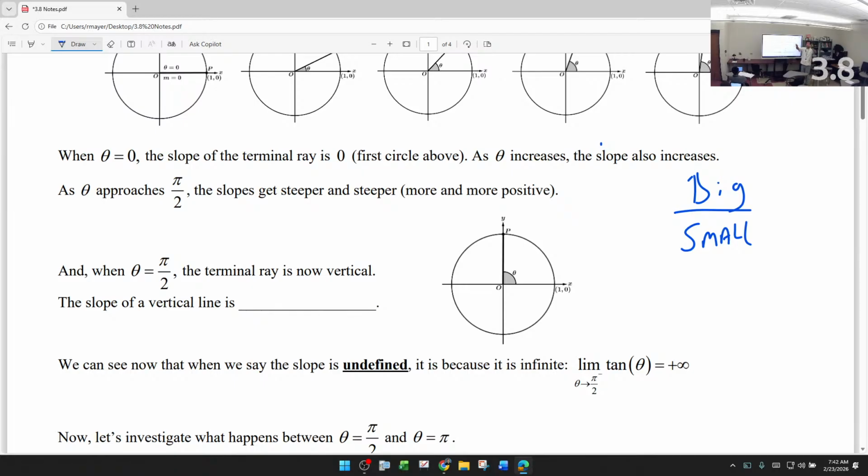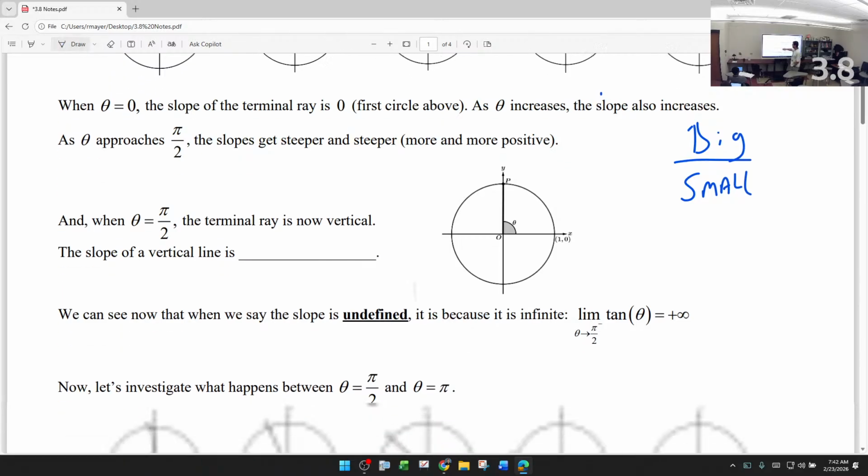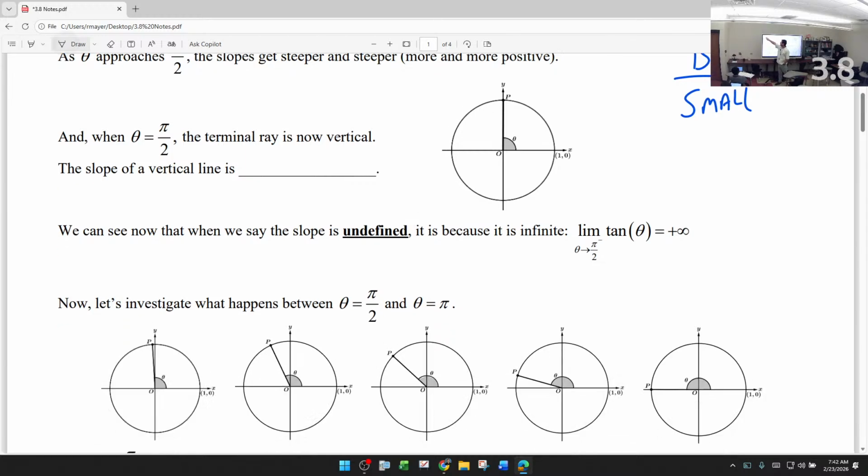So all that to say this. Here we go. When theta is pi over 2, the slope of a vertical line is undefined.